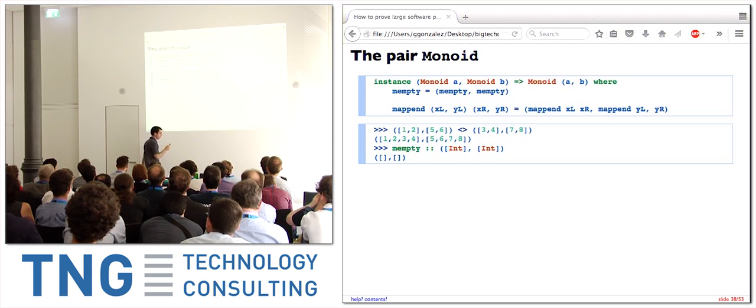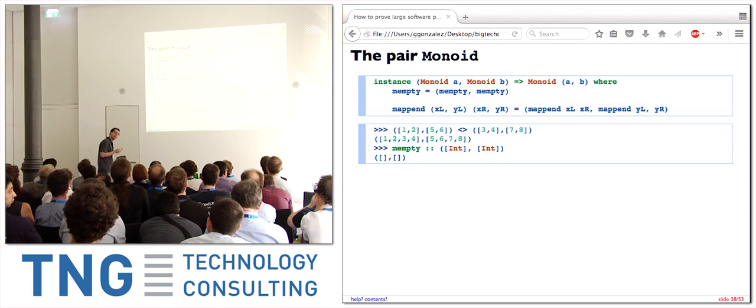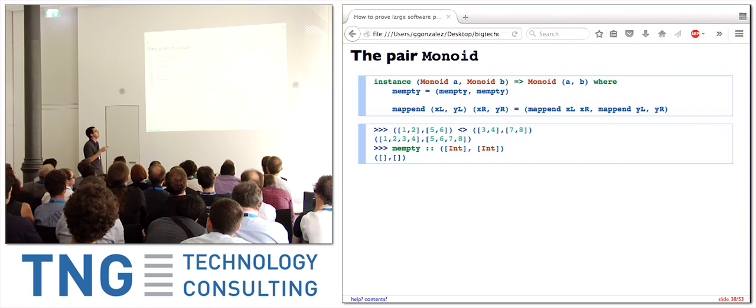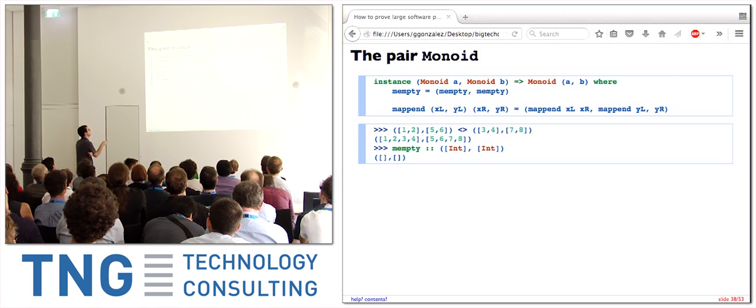Here's a more interesting one. So we can make pairs of values a monoid. This is a two-tuple in Haskell. And so this instance says, if the type A implements the monoid interface, and the type B implements the monoid interface, then a pair of an A and a B also implements the monoid interface. And so we'll just delegate the monoid interface to the two subtypes.